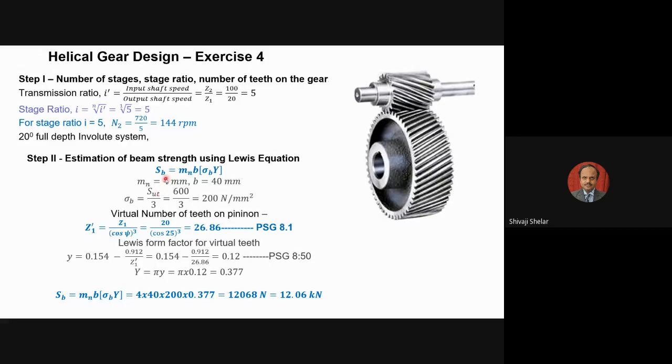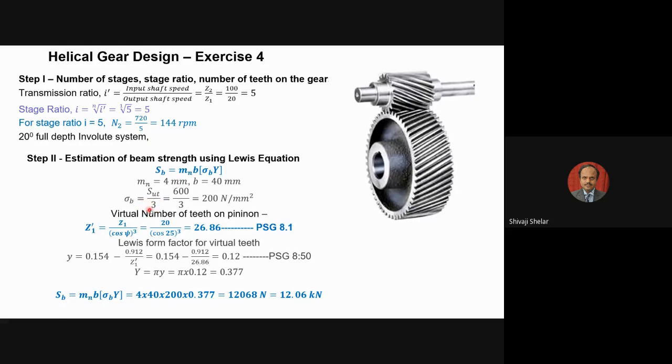Here m_n is equal to 4 mm, and b is equal to 40 mm, that is the face width given in the problem. Sigma_B, normally when plain carbon steel materials are there, is taken as 1/3 of the ultimate tensile strength. What does this indicate? The 3 approximately indicates the factor of safety.